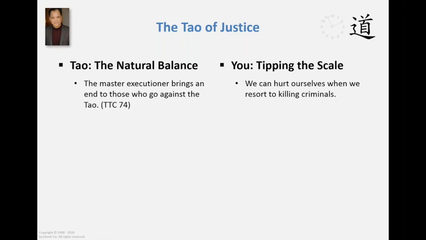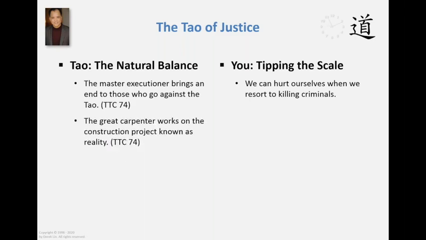So there's more. Laozi uses another metaphor called the Great Carpenter. It's just a coincidence that this has similarities to Christianity, but Laozi uses that metaphor in the same chapter, chapter 74. The Great Carpenter works on the construction project known as reality. And that's because when you're a carpenter and you're working with wood, you're cutting pieces of wood down to size to make it fit reality, which is the Tao.